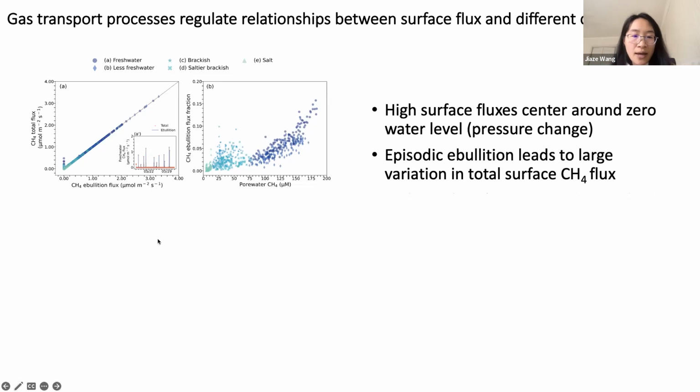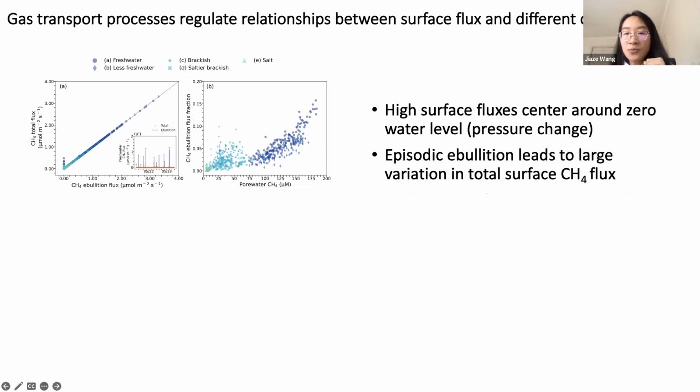So because the model can include that, I can actually separate those two components. And this figure is trying to show that the ebullition flux, well, it is episodic, like the small figure here, but it can contribute very large fluxes to the total surface flux. And diffusion is here. It is constantly contributing to the total flux, but it's a very small number.